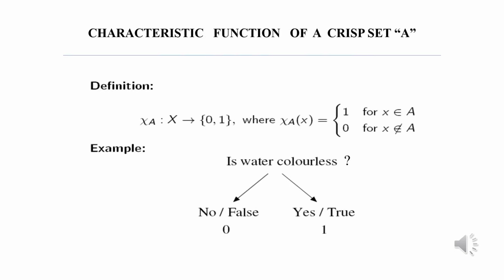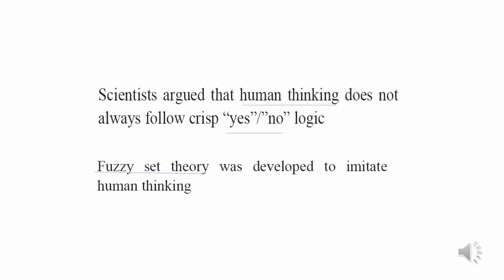Here we are going to see another example for the characteristic function of a crisp set A. If the question is, is water colorless, then we will get the answer as either yes or no. If yes, the characteristic function takes the value 1, and if no, the characteristic function takes the value 0. Scientists argued that the human thinking will not always follow yes or no logic. Thus, fuzzy set theory came into existence to imitate human thinking.